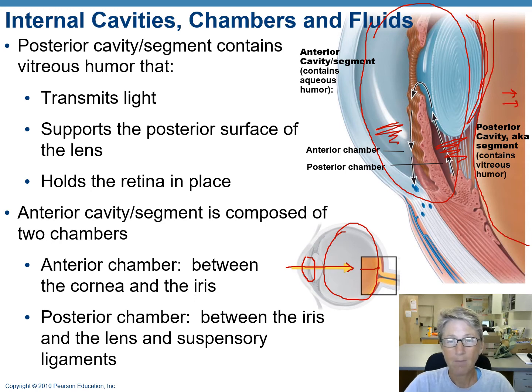The anterior cavity has 2 chambers. We talked about that. The anterior chamber is between the cornea and the iris. So here's the cornea, here's the iris, and between the cornea and the iris is the anterior chamber. And then the posterior chamber is between the iris and the suspensory ligaments.